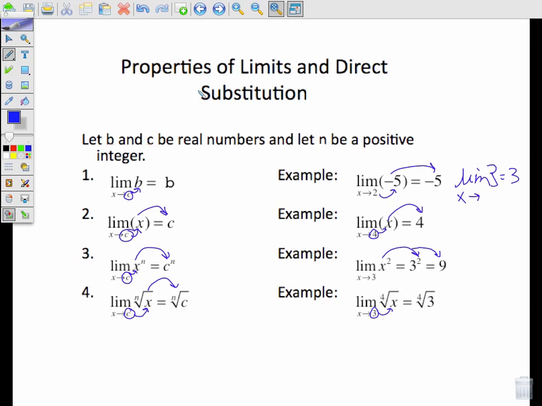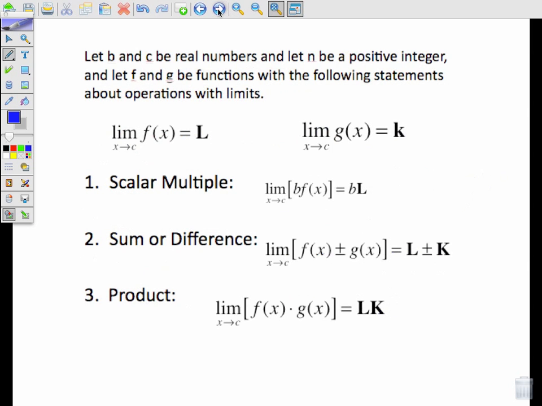We will look at a lot of different properties here, and you're going to want to pause the video, make sure you get the properties down, and you will be able to take a look at an example or two with them. All right, so let b and c be real numbers and let n be a positive integer. f and g will be functions with the following statements about operations with limits. So here's what we've got. If the limit as x approaches c of the function f of x is equal to L, and the limit as x approaches c of g of x is equal to k, then the following properties exist.